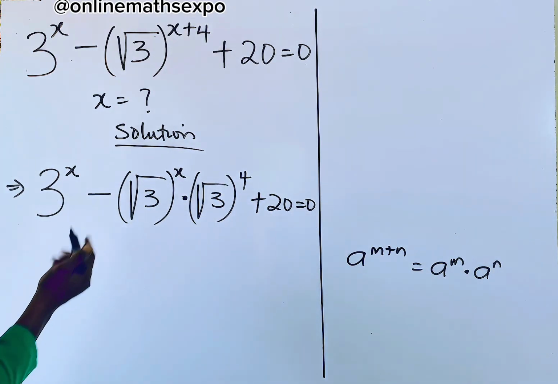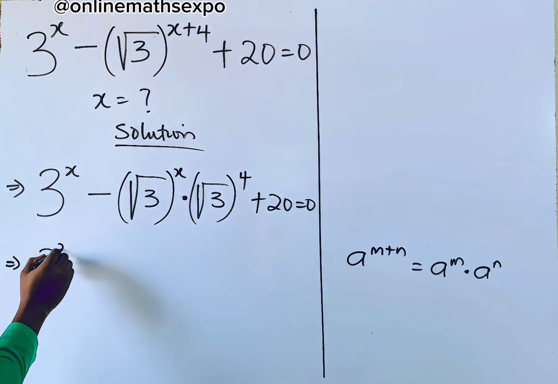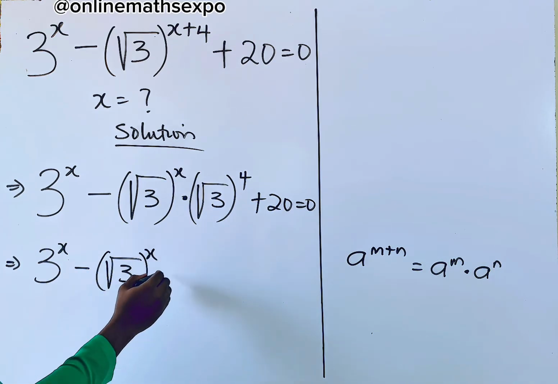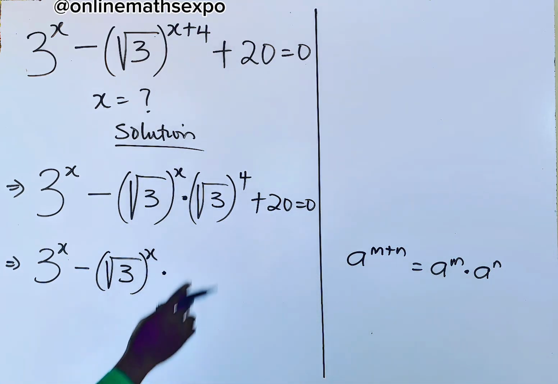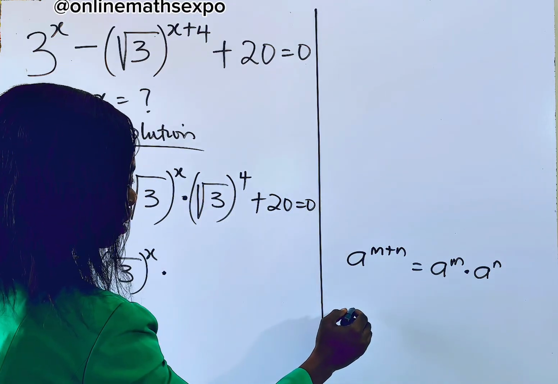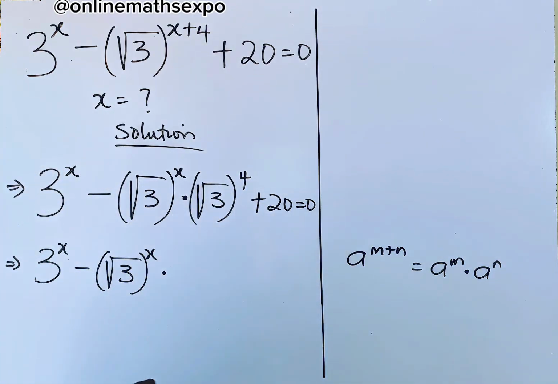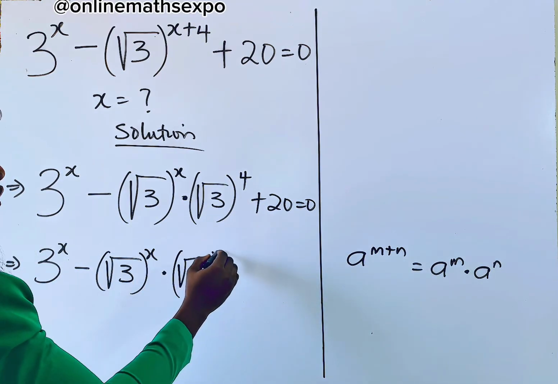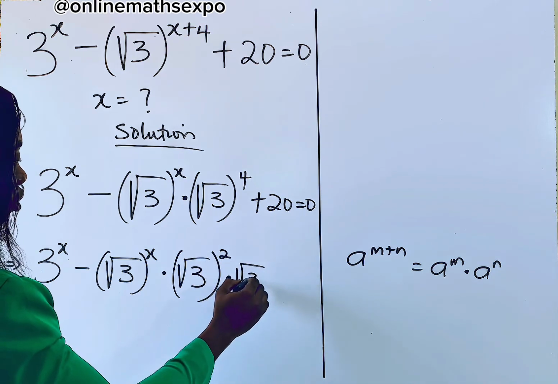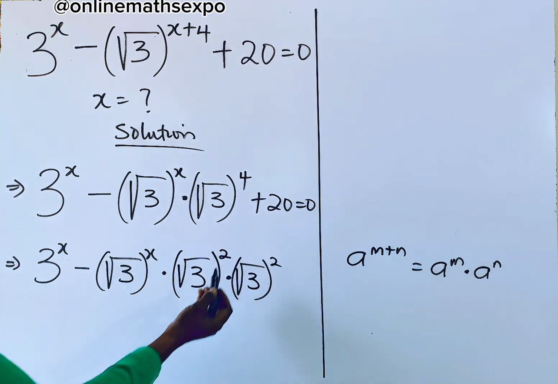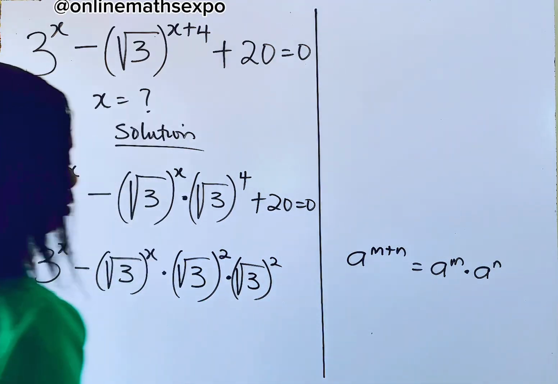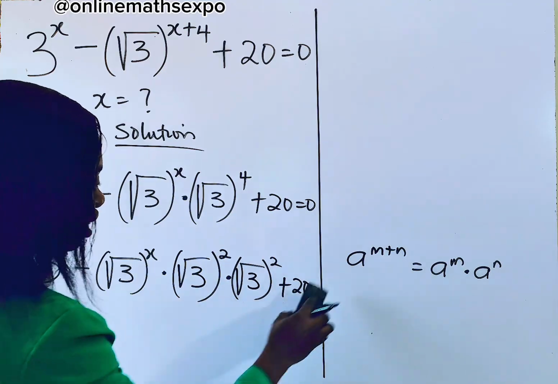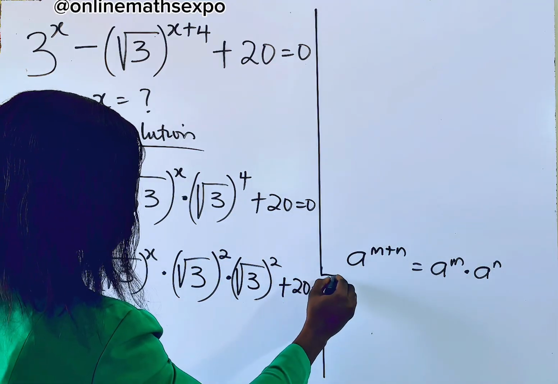Interesting. So you keep simplifying this. This is 3 to the power of x minus root of 3 to the power of x multiplied by, now remember, this is the same. Just remember that this root of 3 to the power of 4, obeying this, is the same as root of 3 to the power of 2, okay, multiplied by root of 3 to the power of 2. So that when you add these two powers, it gives you back 4. Then add 20 is equal to 0.